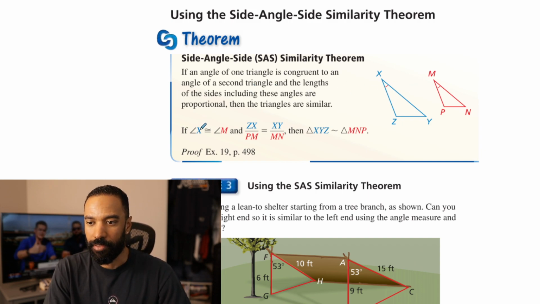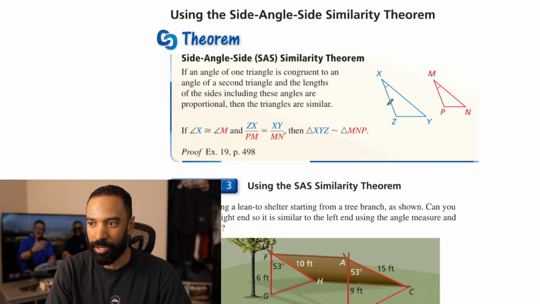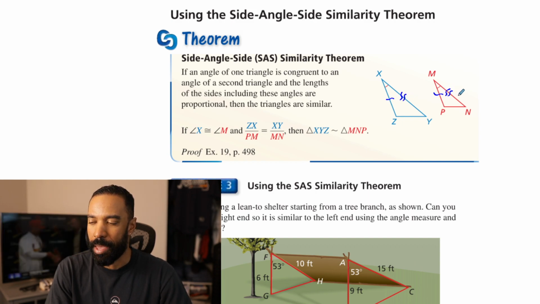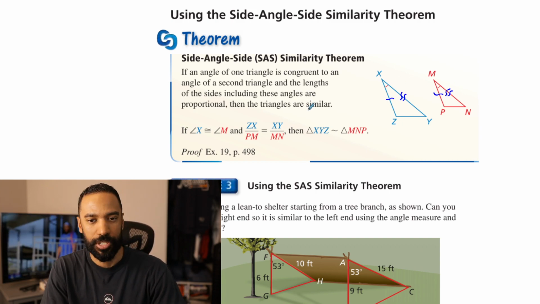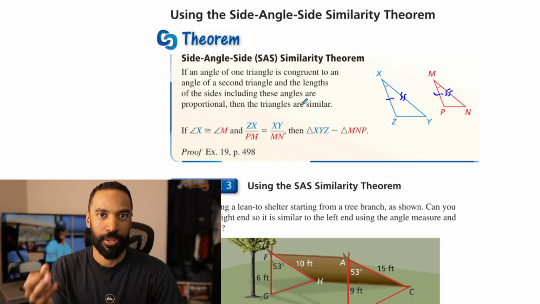So here's an example of them. If angle X and M are congruent, and then these two share proportionality, ZX with MP, or PM, and then XY with MN, not congruent, but sharing proportionality, then they are similar triangles.